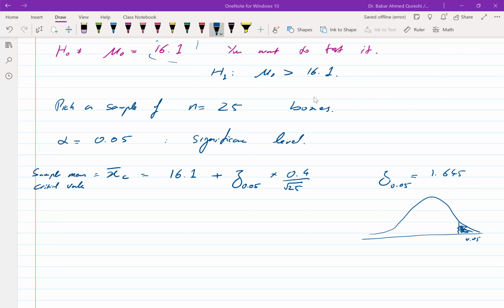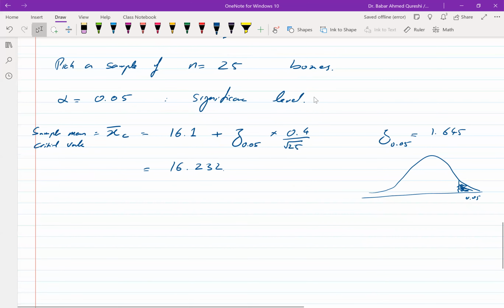That means this critical value turns out to be, if I put in these numbers, 16.232. So I picked a sample of 25. If this sample mean turns out to be greater than this, then I will be very suspicious. I'll say I have rejected the hypothesis that the mean weight of the boxes is 16.1 with a significance level 0.05.